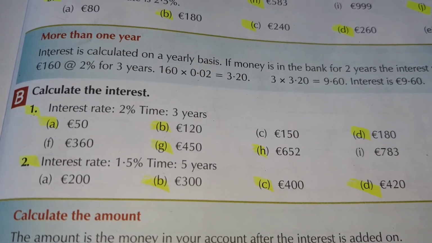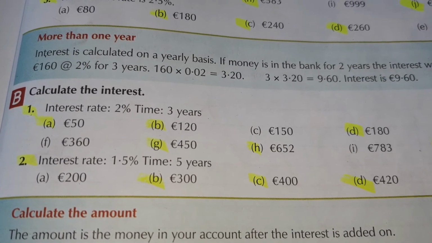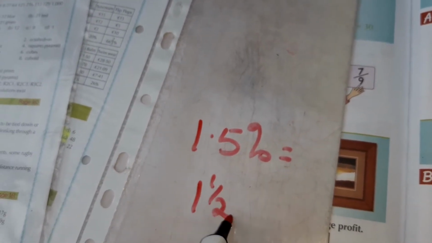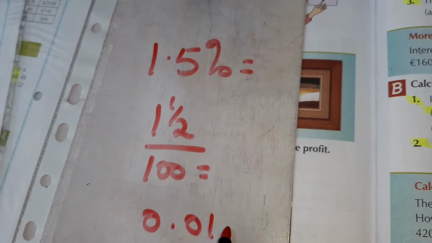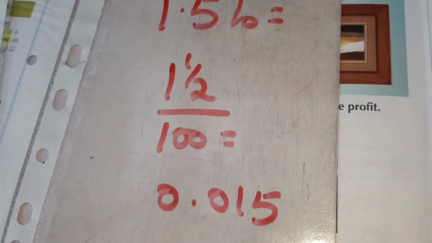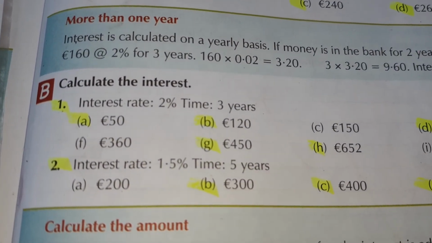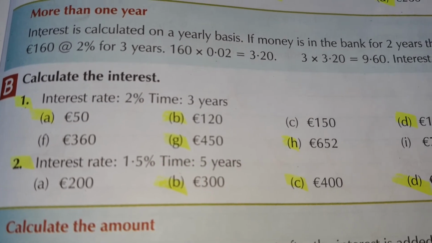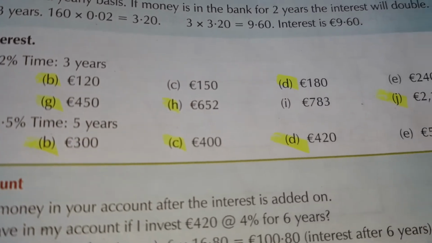So number 1 is 3 years, and number 2 is 1.5% over 5 years. And remember, 1.5% is equal to 1.5 over 100 equals 0.015. So that's what you'll be calculating at, 0.015. So, okay, I'll give you the answers for B. So 1A again was €3, B is €7.20, D is €10.80, G is €27, H is €39.12, and J €128.94.